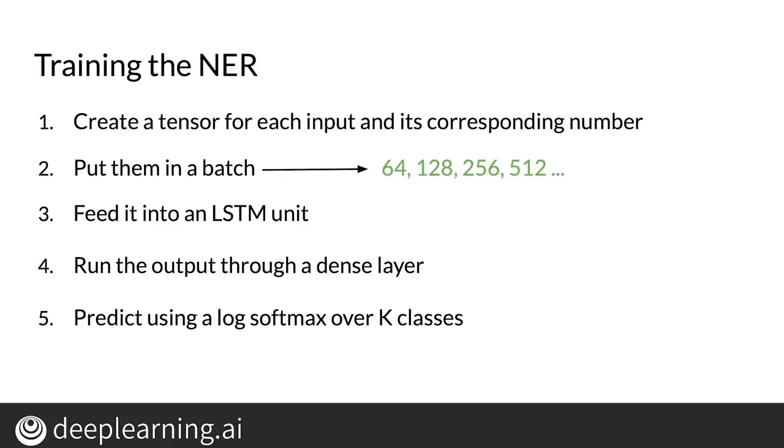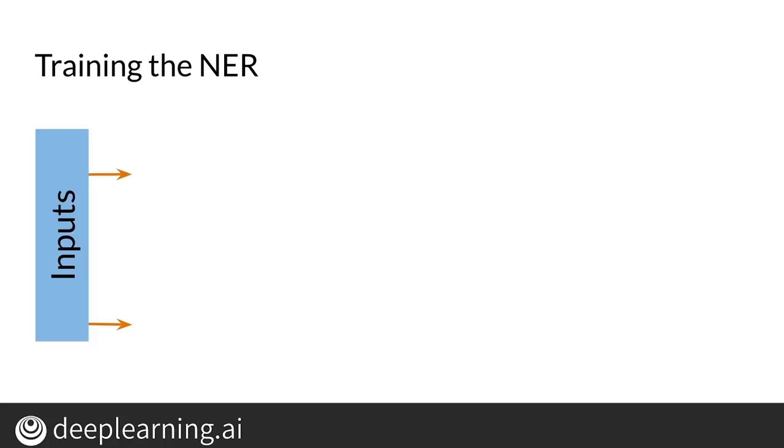After the batches are generated, feed them into an LSTM unit. You will run the outputs from this through a dense or fully connected layer. Then predict using a log softmax over k possible classes, where k corresponds to the number of possible outputs. Using log softmax instead of softmax is important here, because log softmax gives better numerical performance and gradient optimization. Let's take a look at a visual of this process.